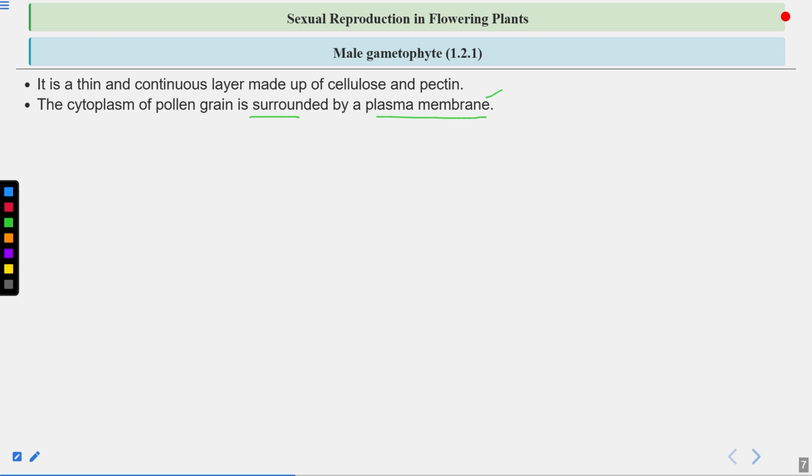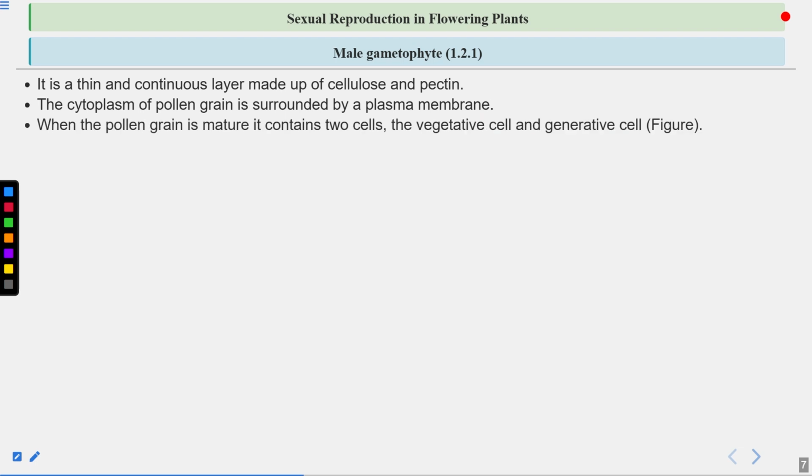So these points are not given because it is not written anywhere in your NCERT that exine is a continuous layer. But by reading point by point, you can understand this. If it is talking about the intine layer, that it is a thin and continuous layer, was it present for the exine also? Think about that. While reading and discussing NCERT, think in this way. Then your preparation will be up to the mark.